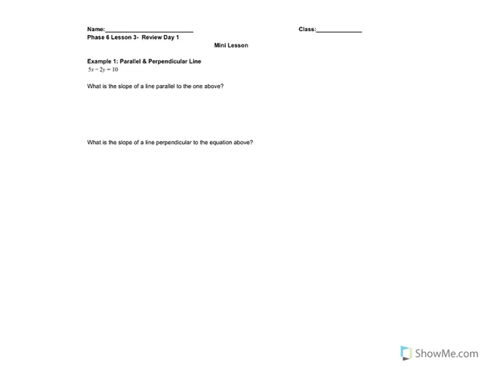So example number 1 says, given this equation that we have here, 5x minus 2y is equal to 10, what is the slope of the line? First, I'm going to name this A and this B. For A, we're looking for what is the slope of the line parallel to the one above.